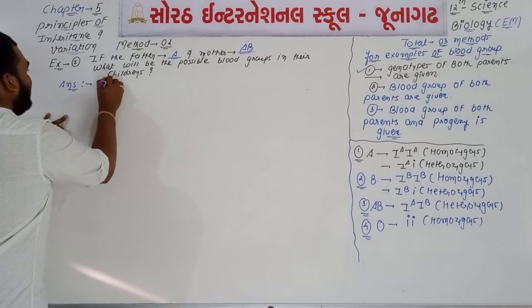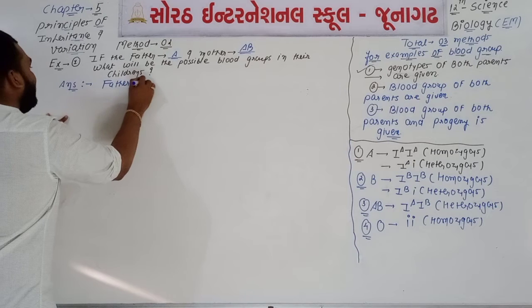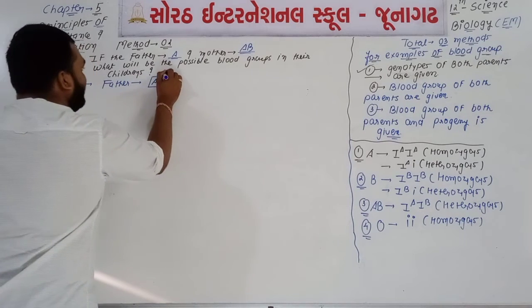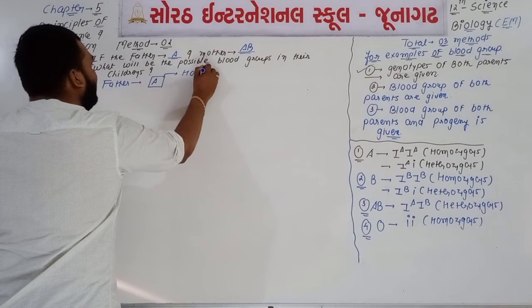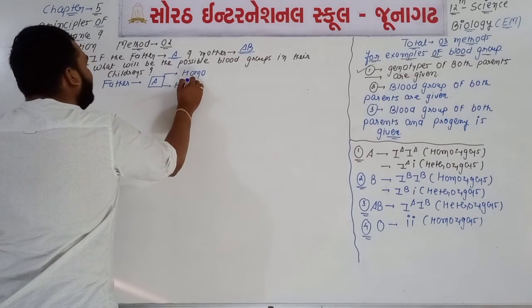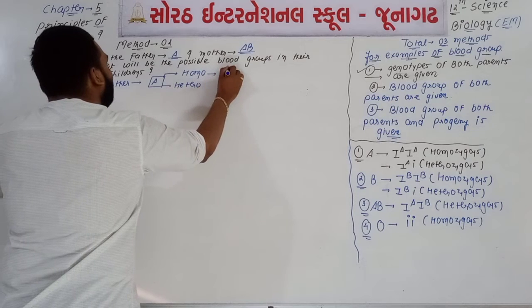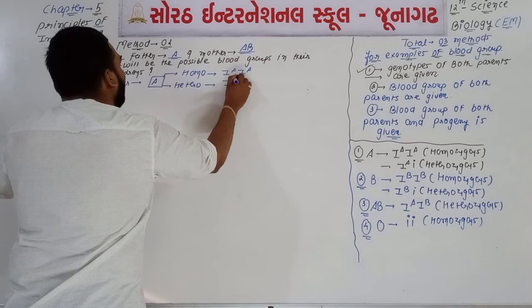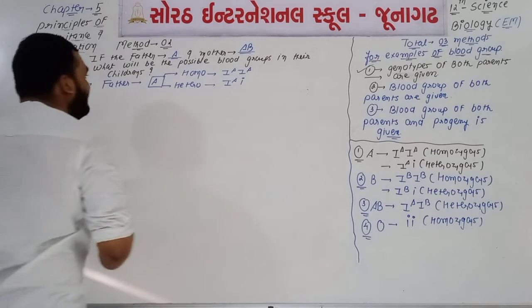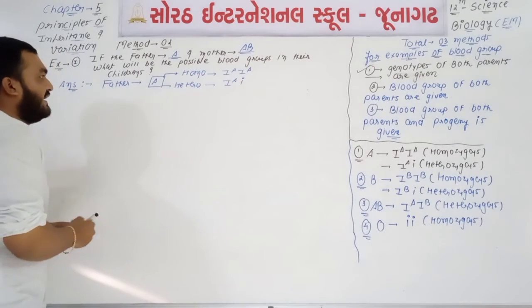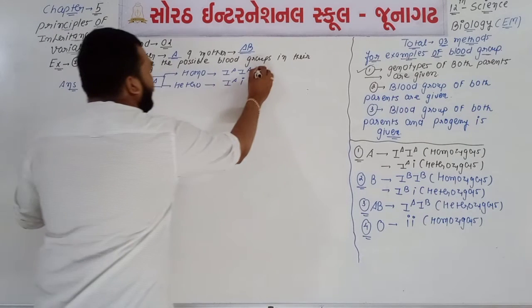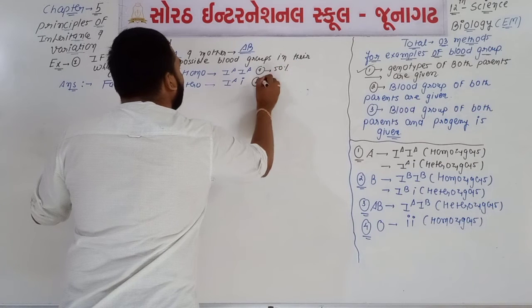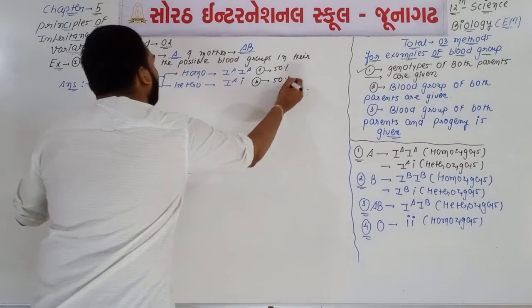It means the blood group of the father is A. Now see, this A has two options. First option, if the father has the homozygous genotype, then it will be IA. Second option is the father has the heterozygous genotype, IA and small i. Got it? So two options are there, option A and option B: 50% chances of option A and 50% chances of option B.